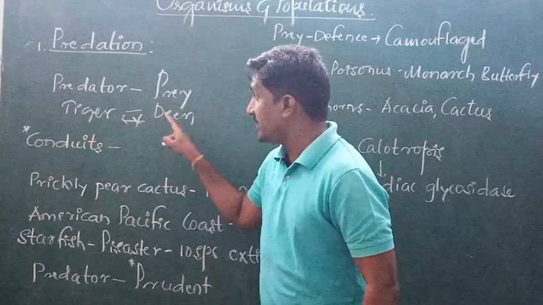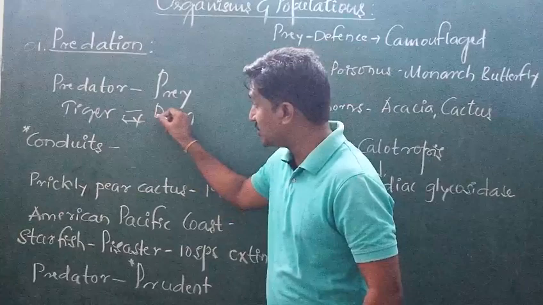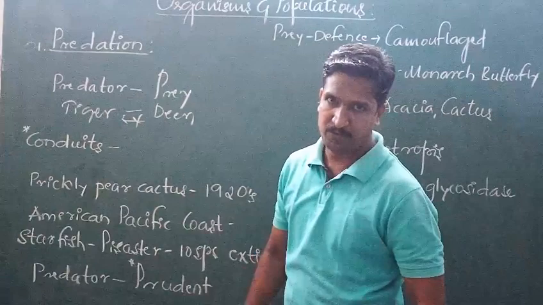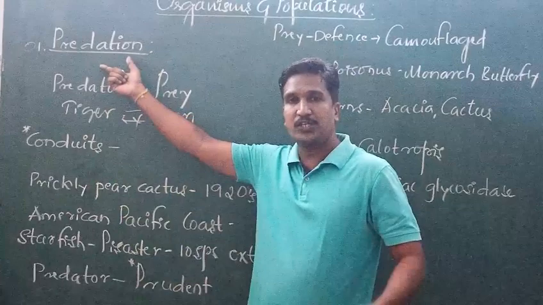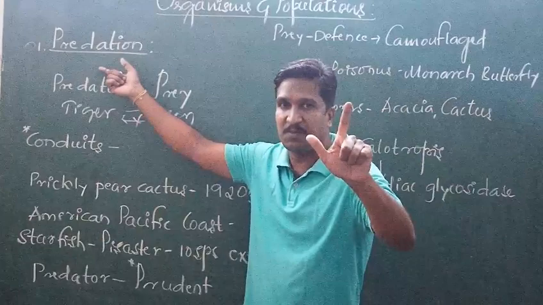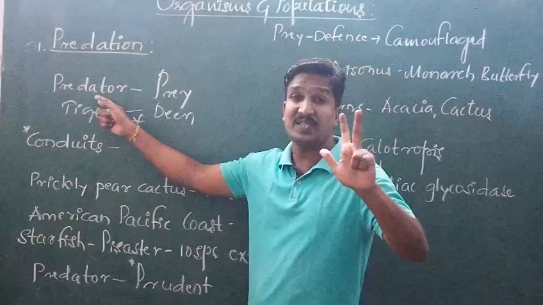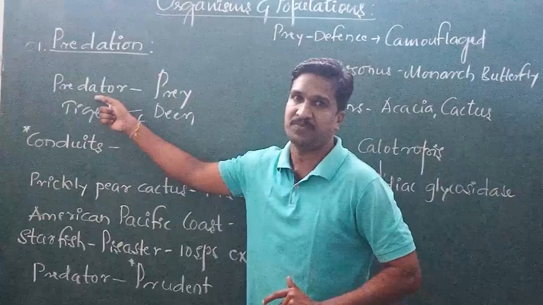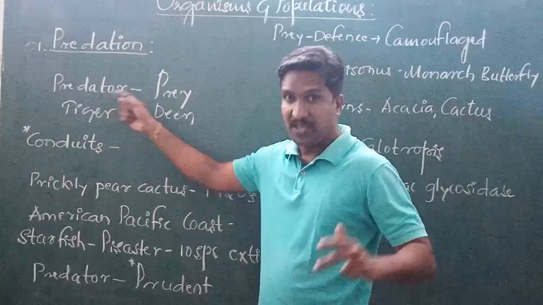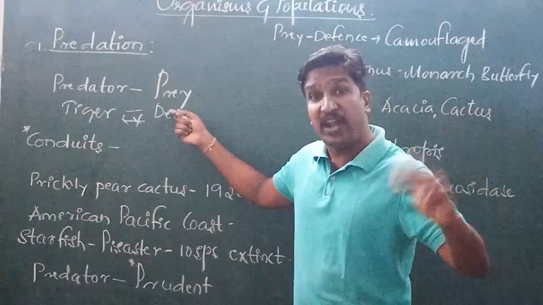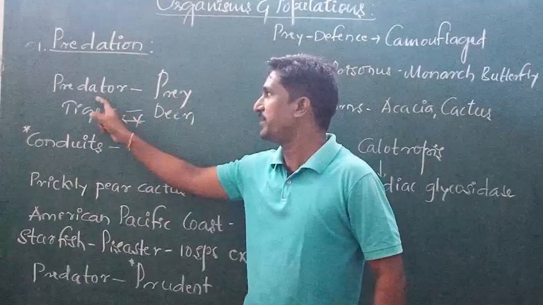During this, the deer has energy, and that energy is transferring to the tiger. That is why we call it predation. So we are learning first the predation. Once again, predation is one of the interactions in a population, and it is an interaction between a predator and a prey. A predator is an organism which feeds on another organism. And a prey is an organism which is fed on by another organism.